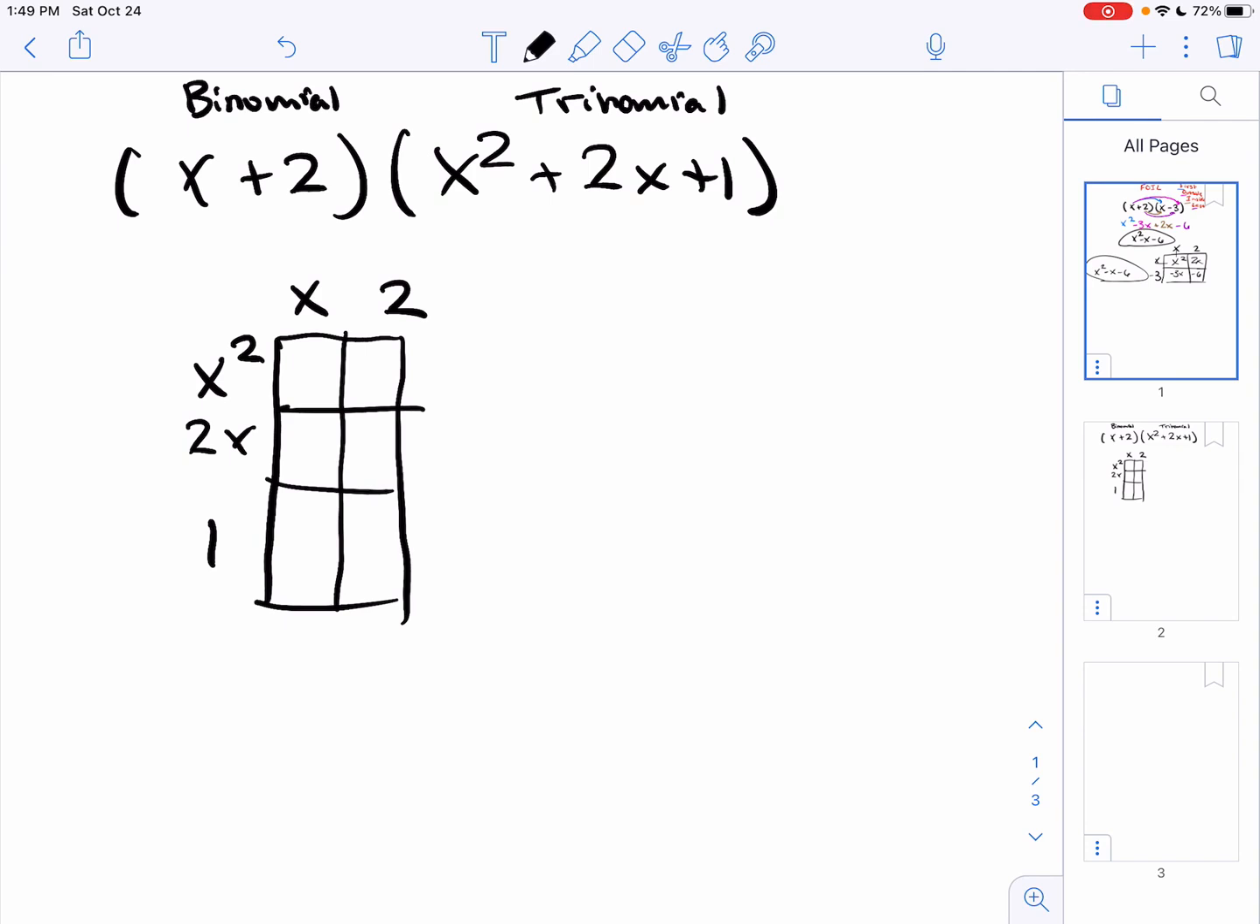And we're going to do the same thing. We're going to multiply in the box. So I have x to the third, 2x squared here, 2x squared, 4x, x, and 2. And now I'm just going to add everything in the box. 2x squared and 2x squared make 4x squared. 4x and x makes 5x. And then my constant 2.